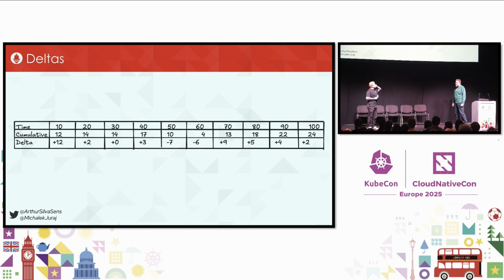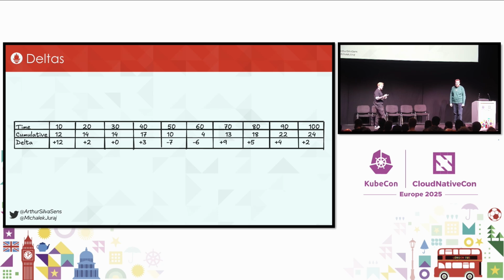Deltas. If you work on Prometheus, you realize that counters only go up. When a counter goes down in the Prometheus world, we say that this is a reset. And the rate and increase functions are implemented in a way that we are able to work around those resets, and the query results still work.